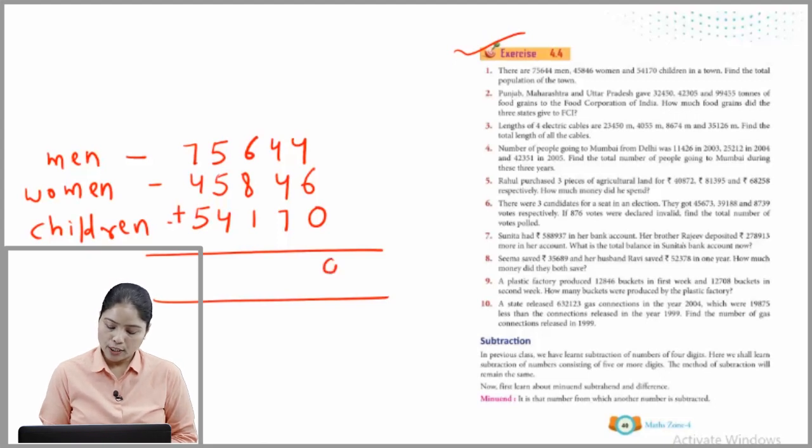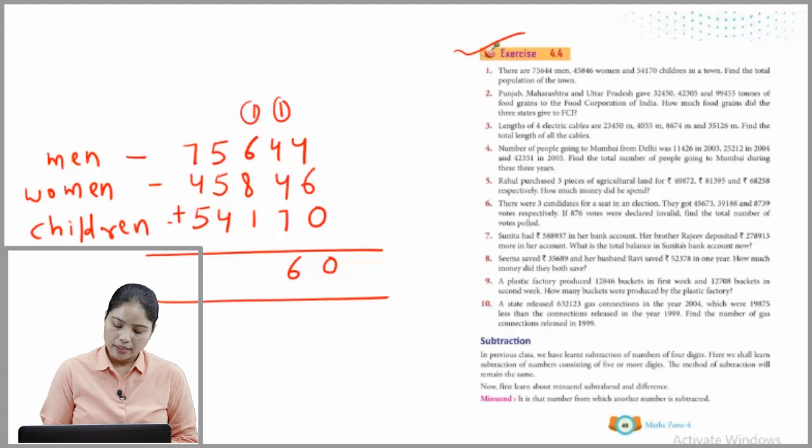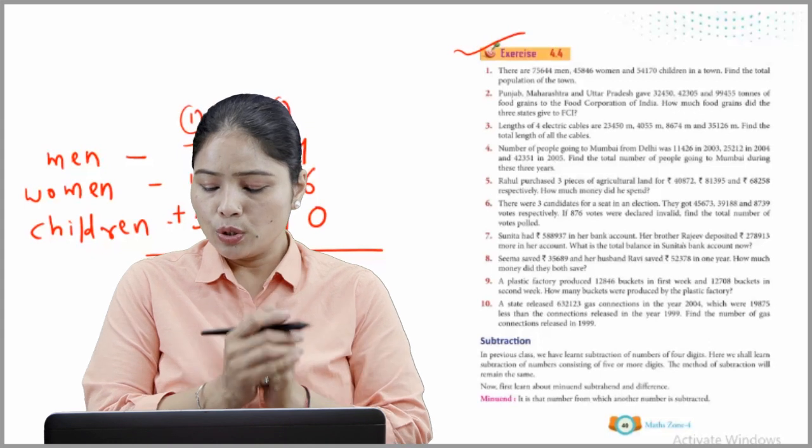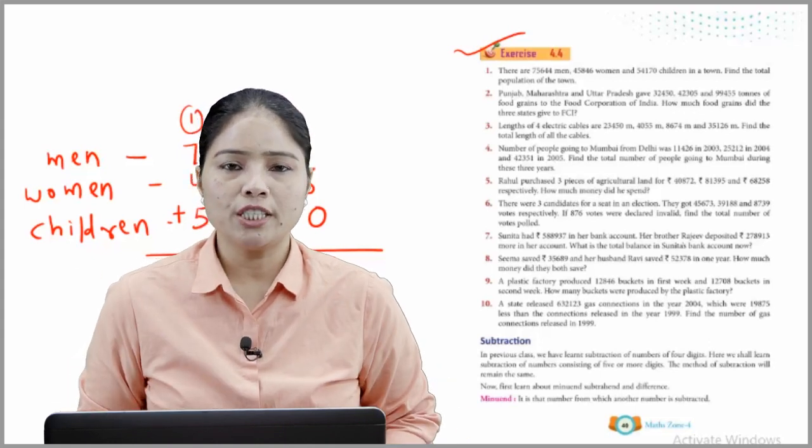6 and 4 is 10, 0, carry 1. 7 and 4 is 11, 4 is 15 and 1 is 16, 6, carry 1. 8, 9, 10 and 6 is 16, 6, carry 1. 5, 10, 14 and 1 is 15, 5, carry 1. 5, 4, 9 and 1 is 10 and 7 is 17. Okay, so we can say that there is 1,75,660 total population of the town. Okay, I hope you understood well. So these are the other questions. You have to do them on your own, beta.